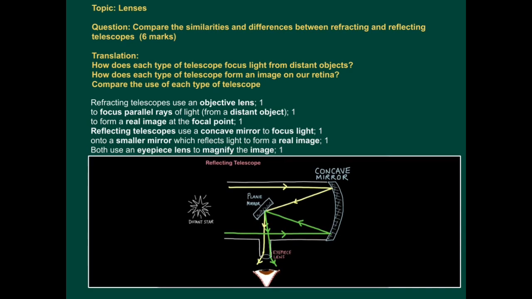Now it says compare, so we've talked about the differences, but they also have similarities. So both use an eyepiece lens to magnify the image. So it takes up more space on our retina, so the distant image actually looks quite big to us.